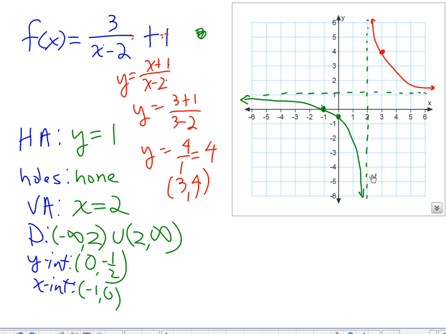Ladies and gentlemen, I think the moral of the story is if you have two expressions added or subtracted, you actually have to combine them into a single fraction before you can do your horizontal asymptotes, vertical asymptotes, and whatnot. Okay? So, word of advice, be careful out there.